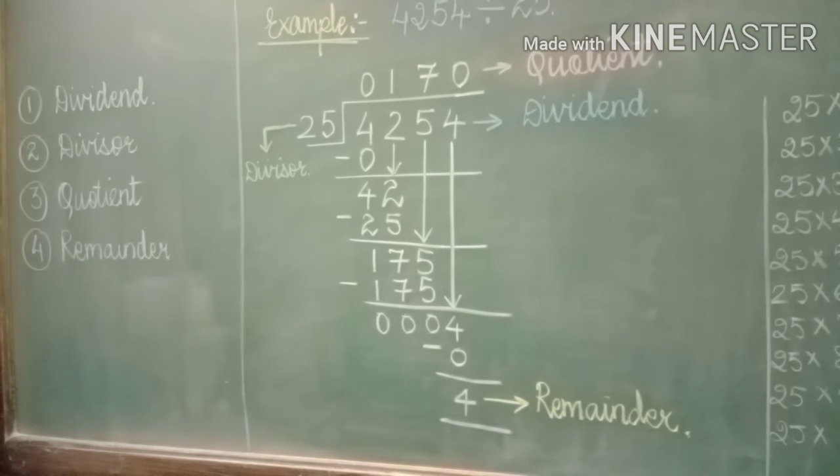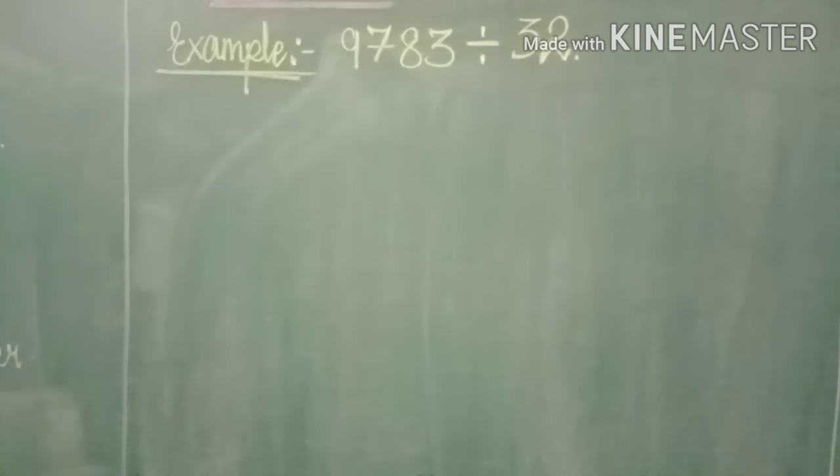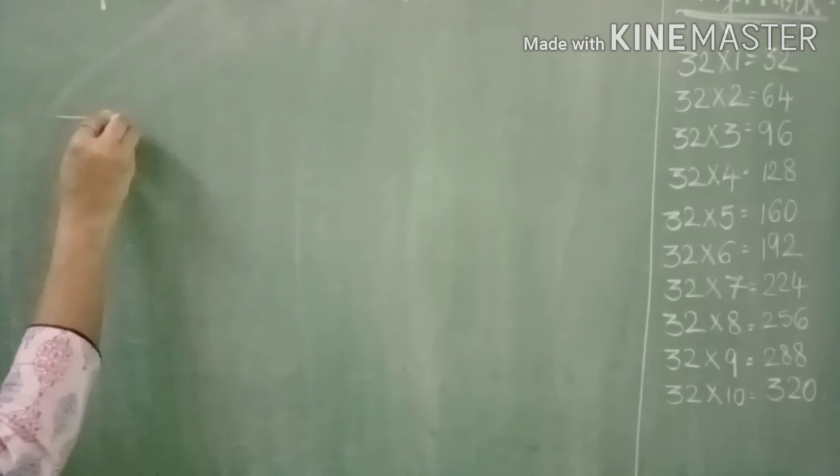Students, let's start with the next solution. Now students, let's do example number 2. 9783 divided by 32. Let's start doing the division. How are we going to start is, first of all, we are going to do the rough column on the right hand side, writing the 32 table. Why the 32 table? Because 9783 divided by 32. So let's start.